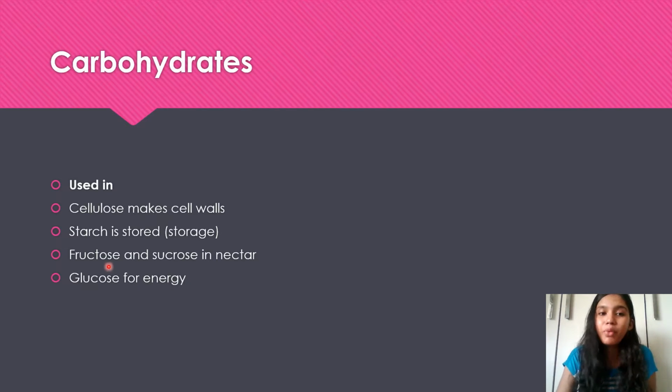And then another important element that is overlooked sometimes and not made note of is fructose and sucrose in nectar. Fructose is used for nectar, and that is secreted by the plant in the nectaries. So if you mention this, you get your mark. You should know at least 3 of the 4 uses, but I recommend that you do all 4 thoroughly. You should always be thorough with your concepts. Don't leave anything to chance.